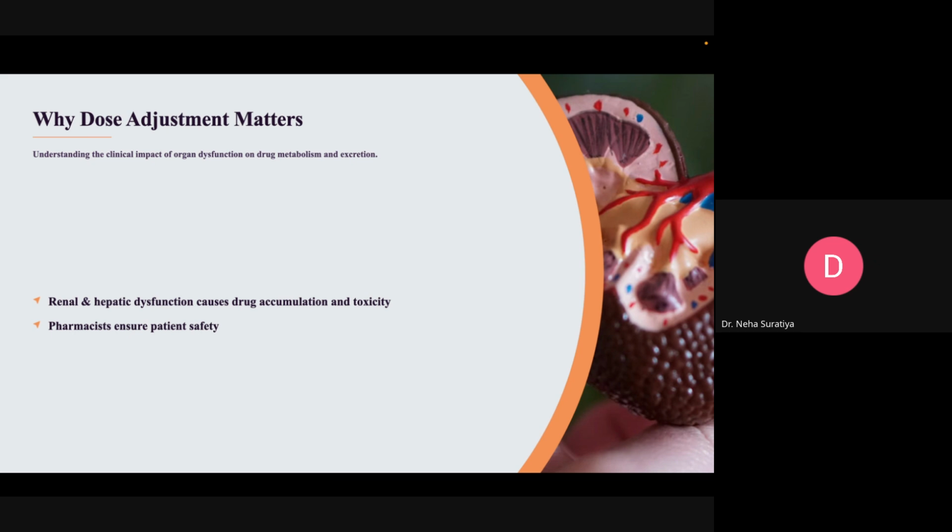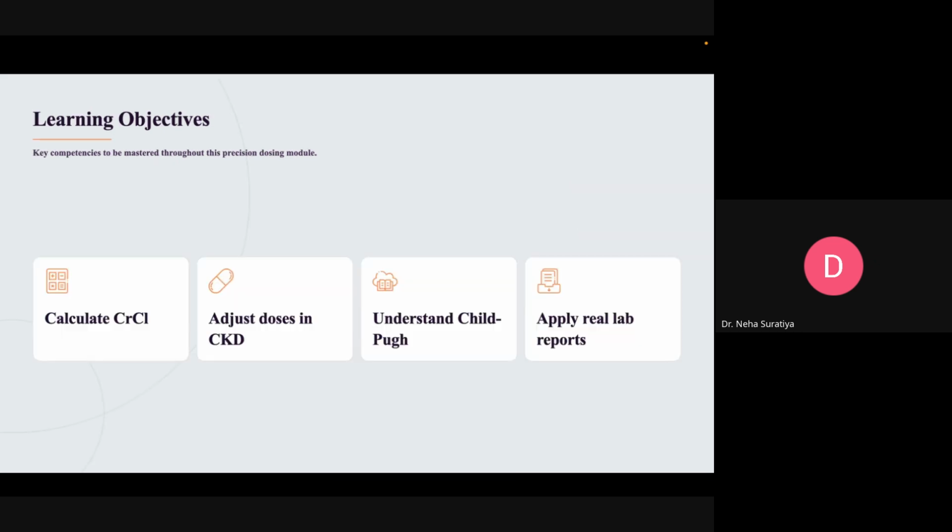So we need to understand the clinical impact of these two organ dysfunctions on drug metabolism and excretion. Renal and hepatic dysfunction cause drug accumulation and toxicity, and yes, the pharmacist ensures the patient's safety here. So let's start with the learning objectives so that it will be clear to you by the end of the session what you will be able to understand.